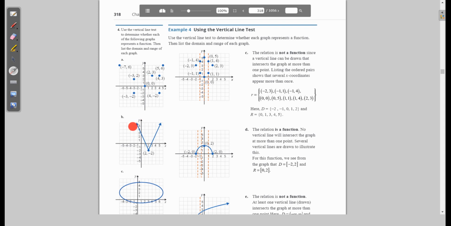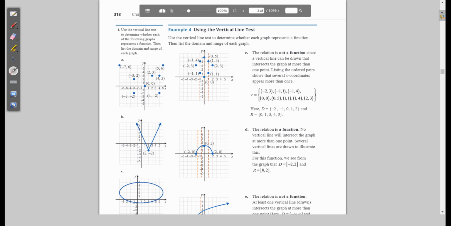So B, we have just simply a V. This is definitely a function because we cannot create a vertical line that goes through 2 points, right? And the domain here looks like, the arrows, right? It's telling me I'm going to infinity. So the domain is -infinity to positive infinity. And my range looks like it's going from -2 down here on the y-axis all the way to infinity.